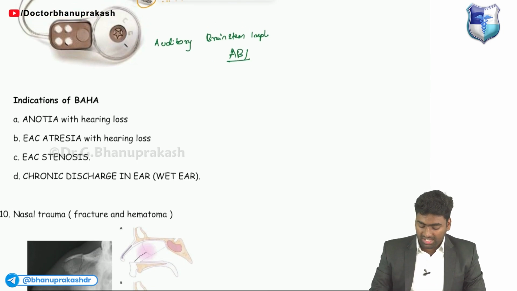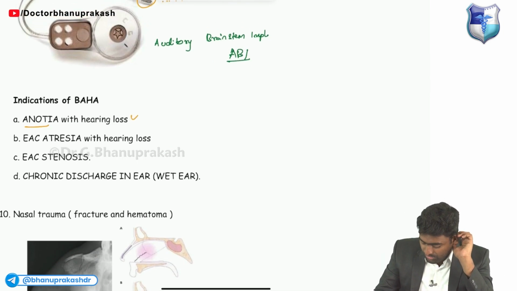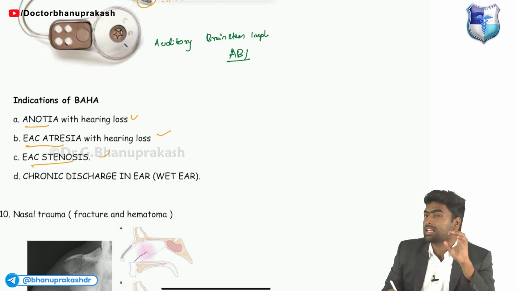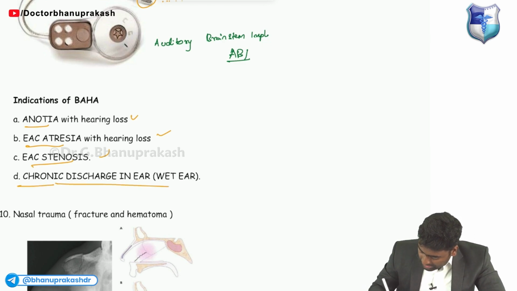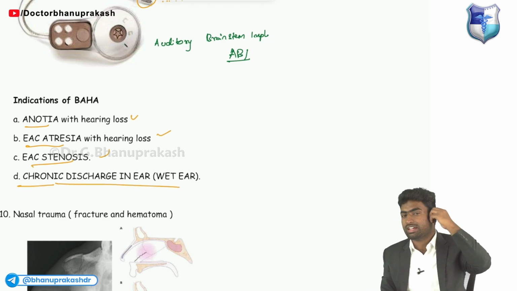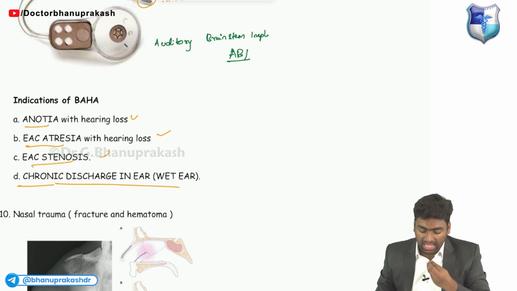And this BAHA, as I told you, is indicated in the case of anotia or absence of the ear, and atresia, or because of some procedures the canal becomes stenosed. Fine. And next one, if there is any chronic ear discharge, we cannot keep the hearing aid, right? It will become wet and get spoiled. So in such cases, we will use this bone anchored hearing device. Anotia means absence of pinna.